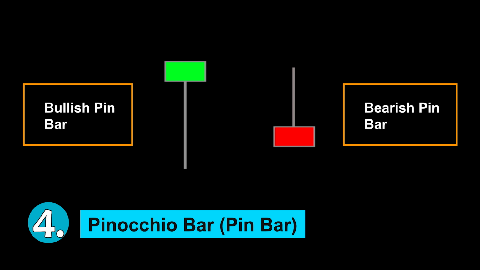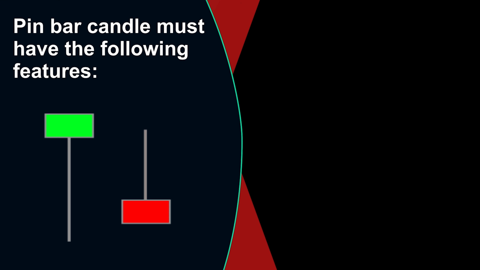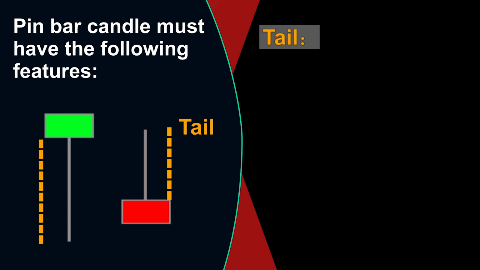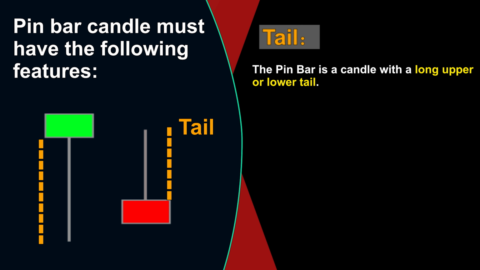Pinocchio bar or pin bar. The pin bar pattern consists of one price bar, typically a candlestick price bar, which represents a sharp reversal and rejection of price. A pin bar candle must have the following features. Tail, also known as wick or shadow. The pin bar is a candle with a long upper or lower tail, that is the highlight of a pin bar that shows a strong rejection of prices.